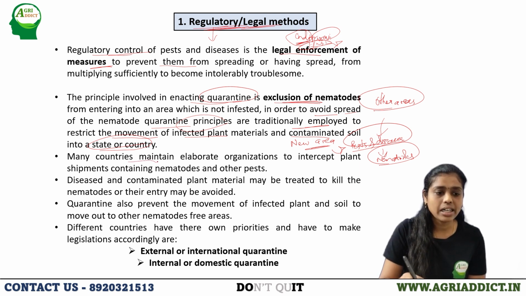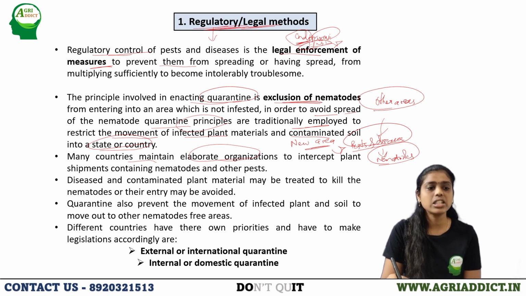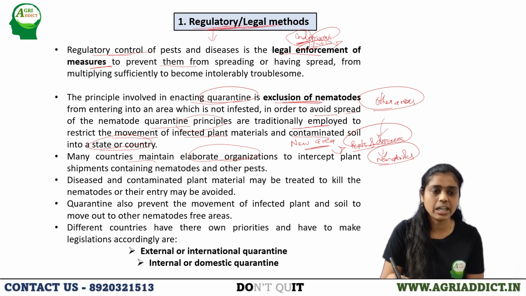And many countries maintain certain organizations. Certain organizations are present in several countries in order to intercept the plant shipments which contain nematodes and other pests. That means several countries have certain rules and regulations in order to prevent the entry of pests and diseases through the planting material.